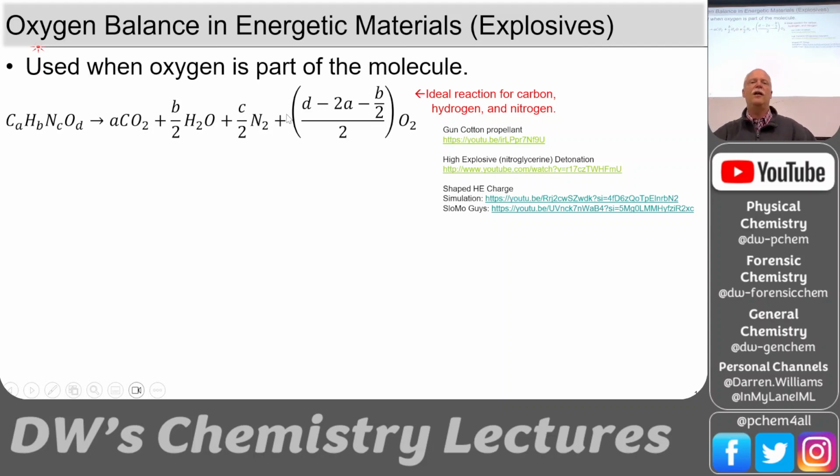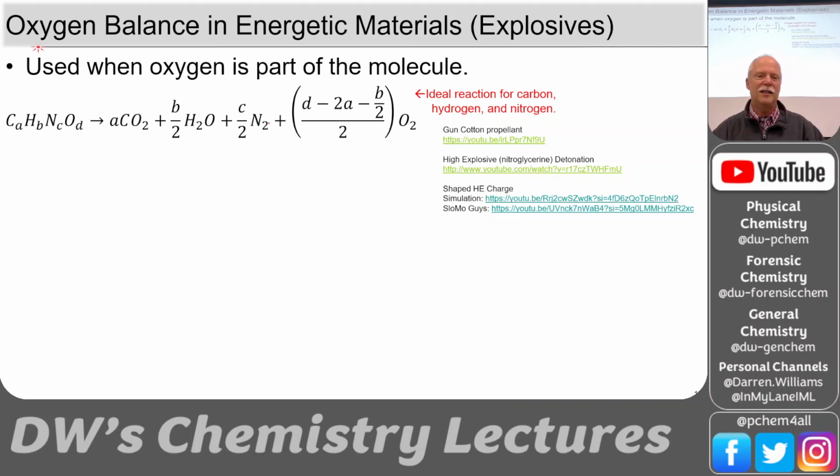All right, so let's look at this. This is how we determine how energetic the material is going to be. We look at this oxygen balance. You can check my work. If you've got A moles of carbon, that produces A moles of CO2. If you have B moles of hydrogen, they come in pairs, so it's B over 2 moles of water. If you have C moles of nitrogen, again they come in pairs, so C over 2 moles of nitrogen.